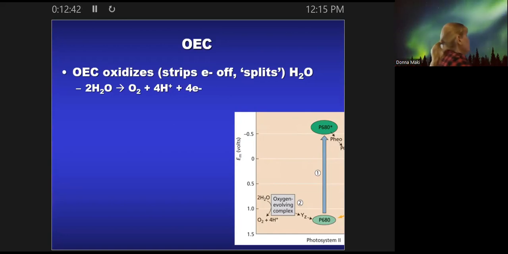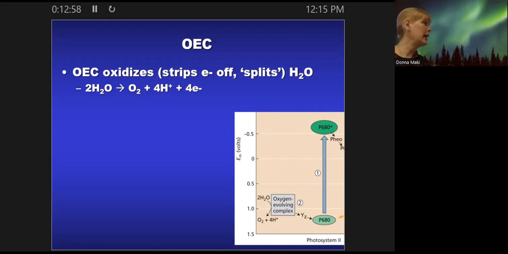So for our purposes of talking about the light reactions, we really don't say much more about oxygen. It's not really involved in the light reactions, it's just a product. However, the protons and the electrons, those are very important as we talk about this process of the light reaction.